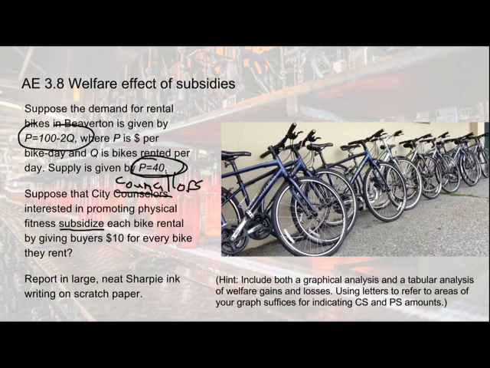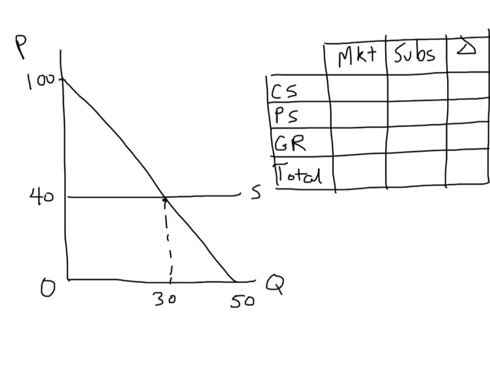All right, so let's analyze this. I've started by drawing the basic market demand and market supply, and of course our new feature here is the flat line at 40. The market outcome is still at 30 bikes rented and a price of $40 per bike. I've got to analyze the case first before I start writing consumer and producer surplus.